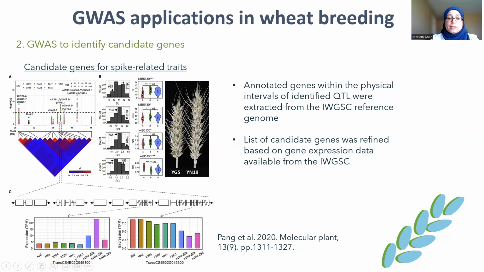And this could be done thanks to the available genome sequence and the annotated genes that you can find in this website. Then they were able to refine the candidate genes into 2 genes, and that's by looking at the gene expression data in this website, where you can look at the gene expression of these genes in different tissues and also at different developmental stages.